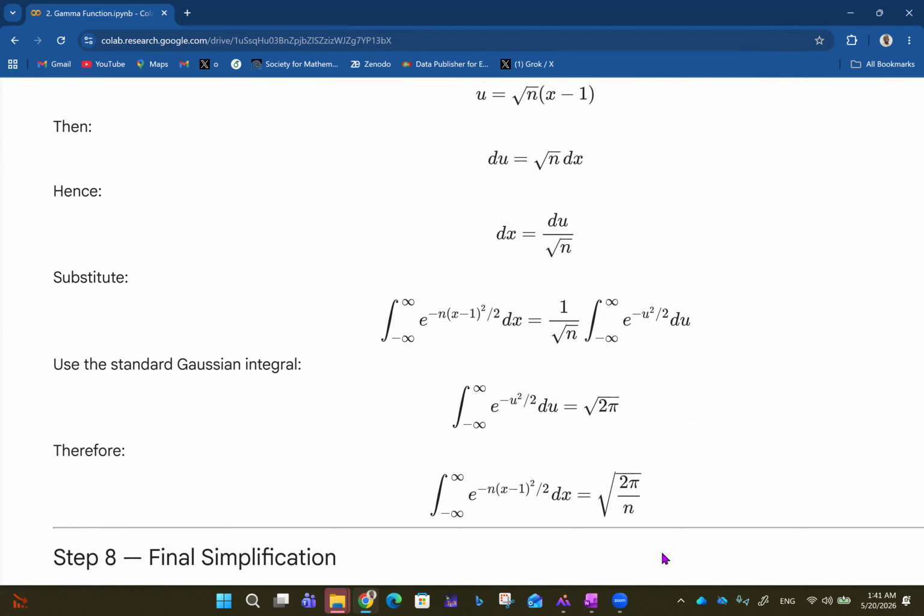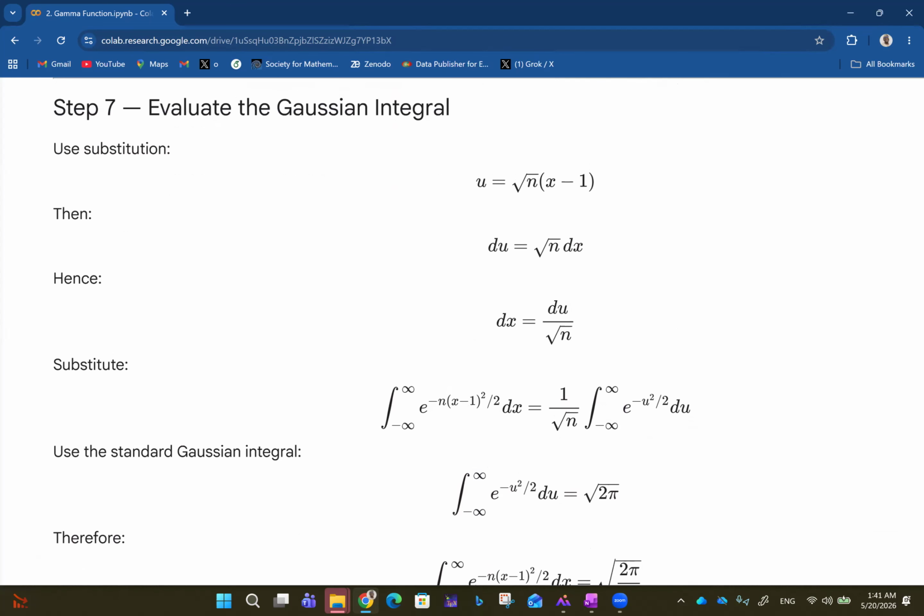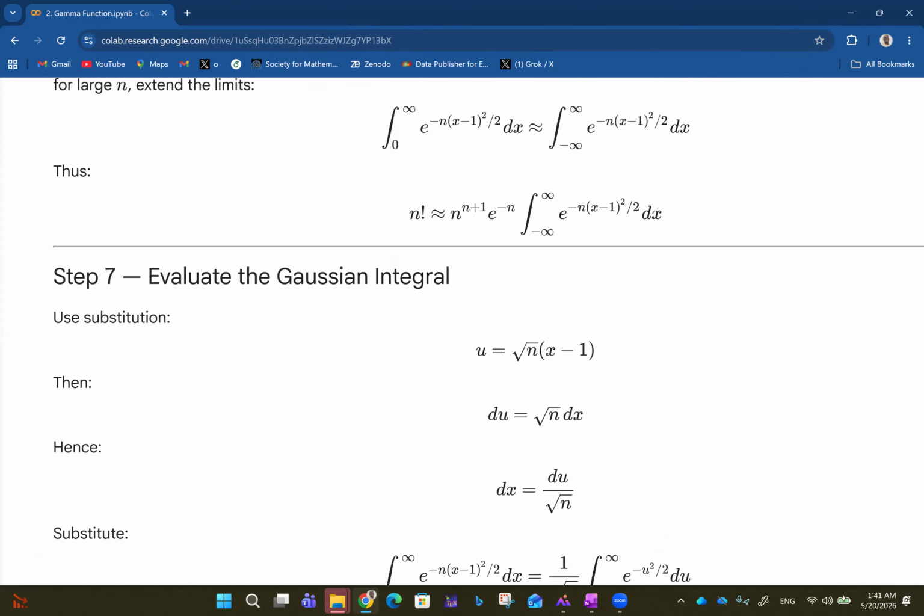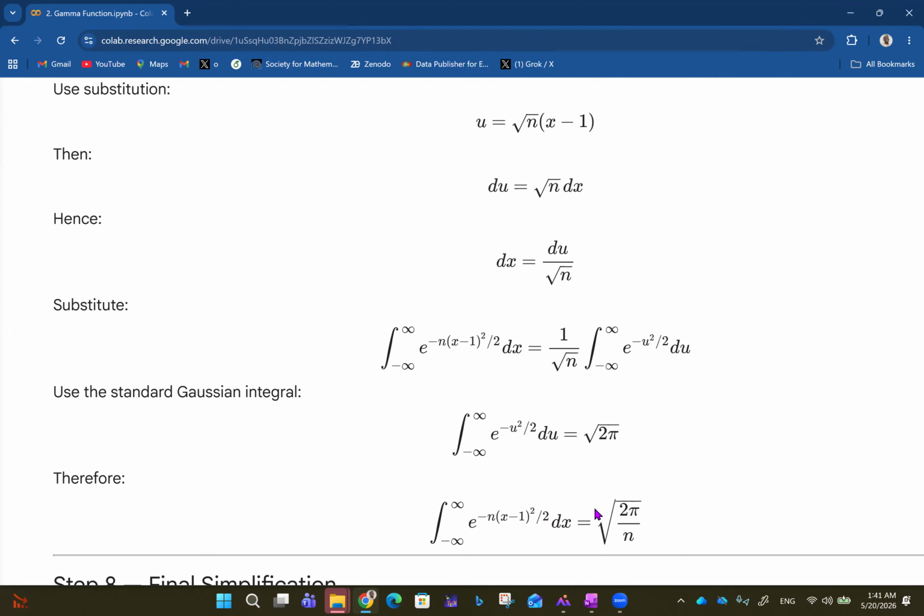Now evaluate the Gaussian integral. This is a lengthy thing, right? We say let u be square root of n into x minus 1, so that du is square root of n dx, and hence dx is du over square root of n. If you substitute that, the integral from minus infinity to infinity of e raised to minus n into x minus 1 squared over 2 dx equals 1 over square root of n, integral from minus infinity to infinity of e raised to minus u squared over 2 du.